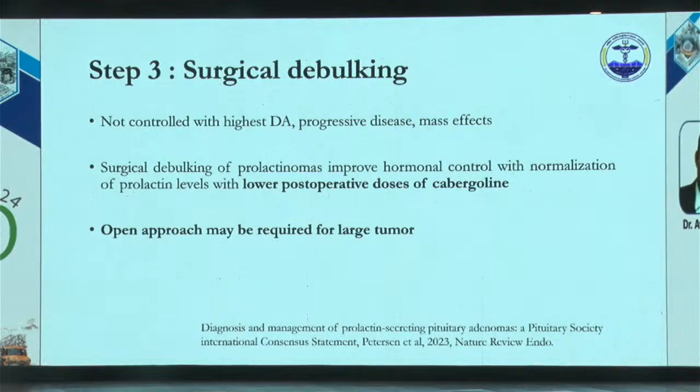But recently we encountered one patient with a very large dopamine agonist resistant prolactinoma where we had to go for an open approach. That means open craniotomy might be required, so a good neurosurgical help is important in this case.